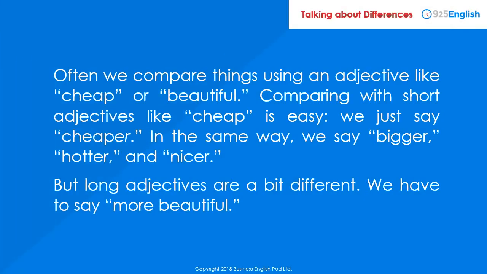Often, we compare things using an adjective like cheap or beautiful. Comparing with short adjectives like cheap is easy. We just say cheaper. In the same way, we say bigger, hotter, and nicer. But long adjectives are a bit different. We have to say more beautiful.